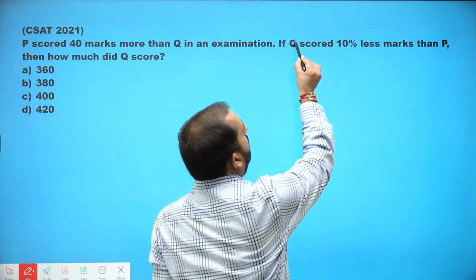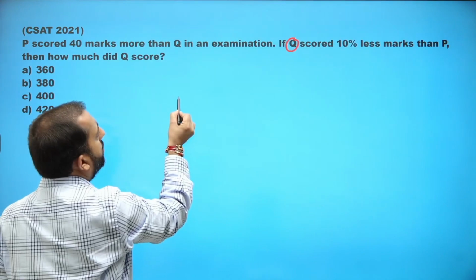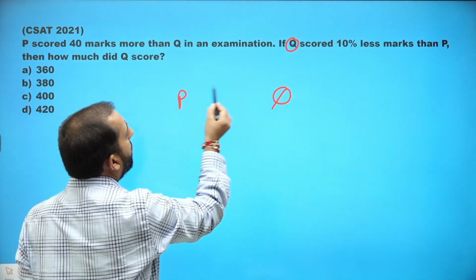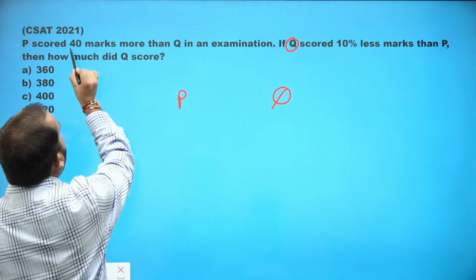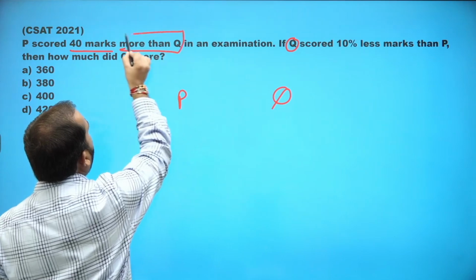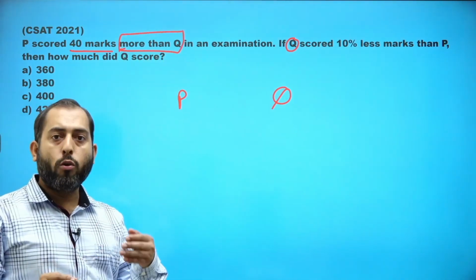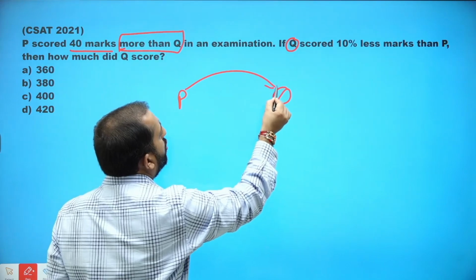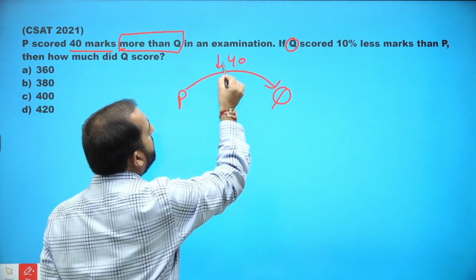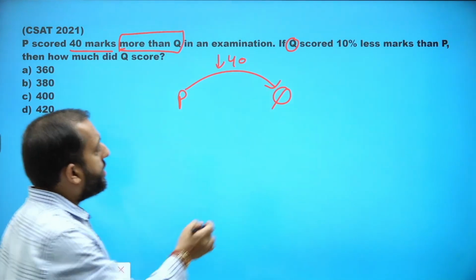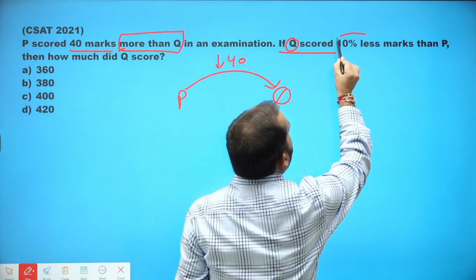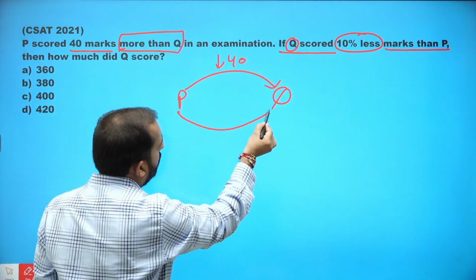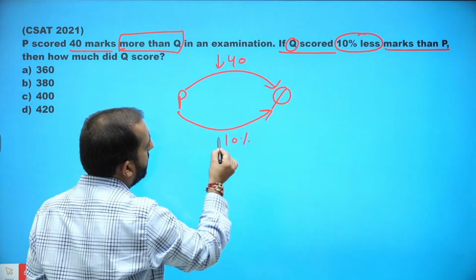Now, it is written, there is P and there is Q. I know marks of P are 40 more than Q. So I can say marks of Q are also 40 less than P. Right? Now in the next line, Q scored 10% less marks than P. So as compared to P, marks of Q are 10% less.